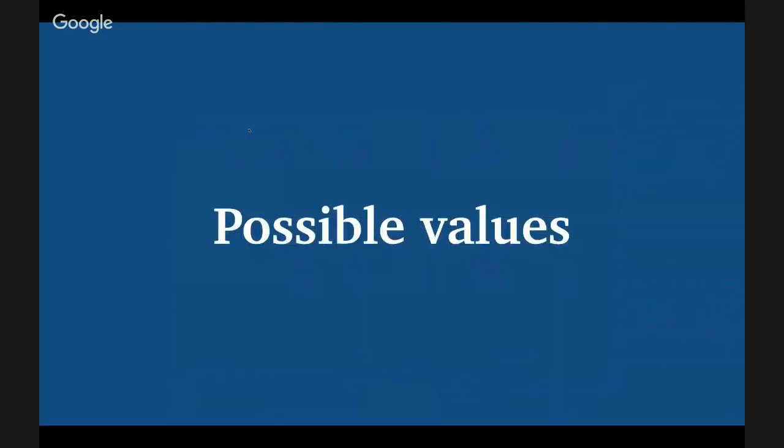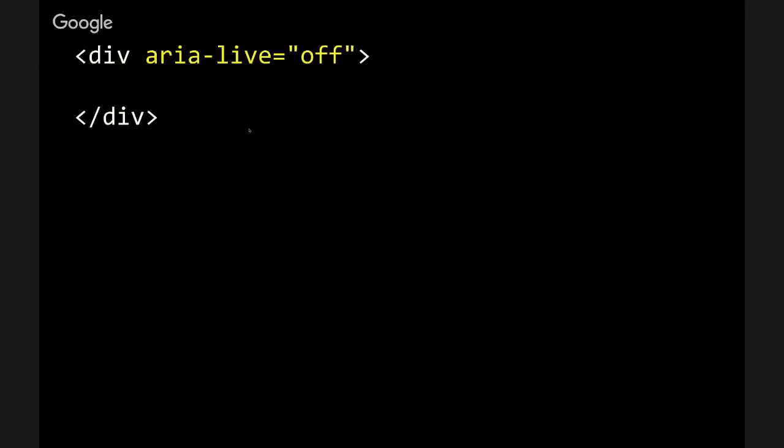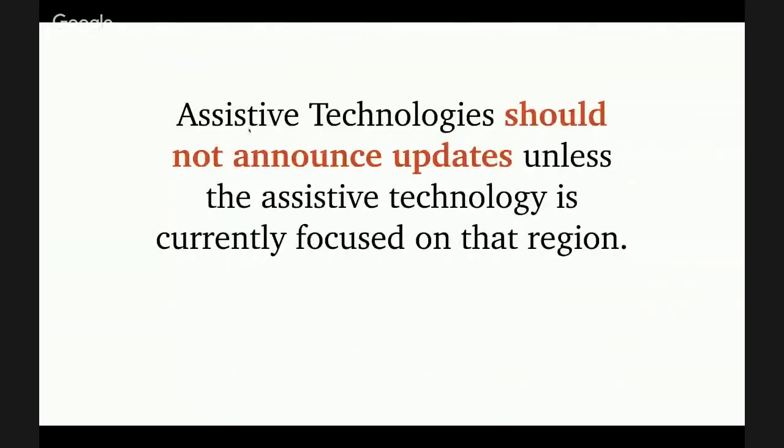But the big question is, what are the possible values? And the 3 possible values we can use are off, polite, and assertive. The first one is aria-live equals off. And assistive technologies should not announce updates unless the assistive technology is currently focused on that region. So a lot of people make this mistake that off means it won't register. It registers, but it just doesn't inform the screen reader unless they're sitting on that element or they pass back across that element.